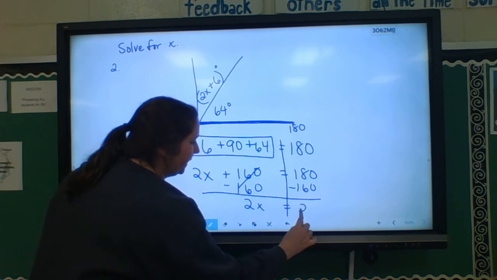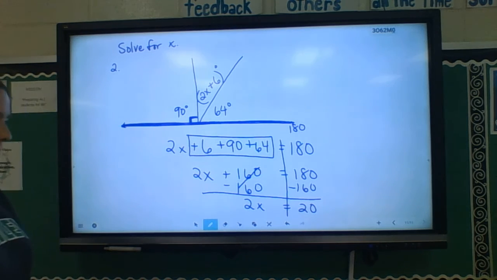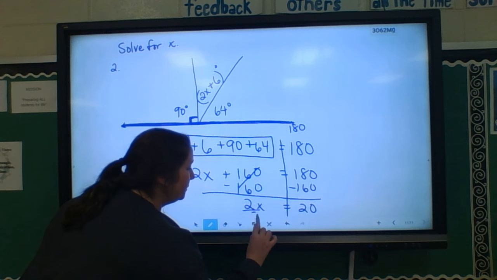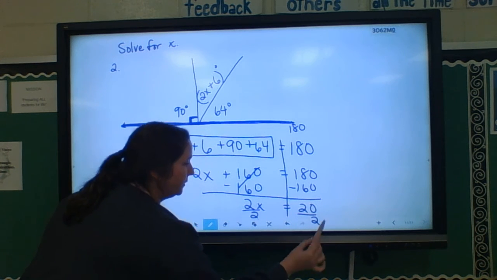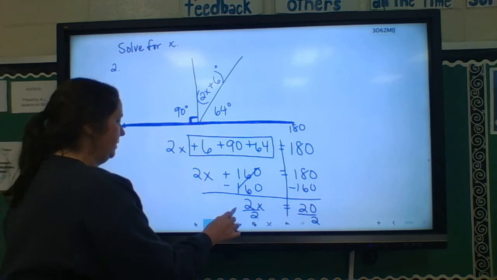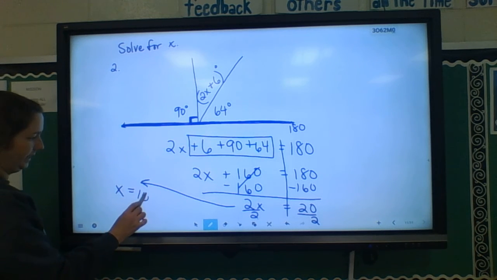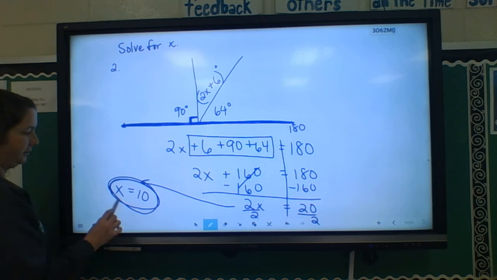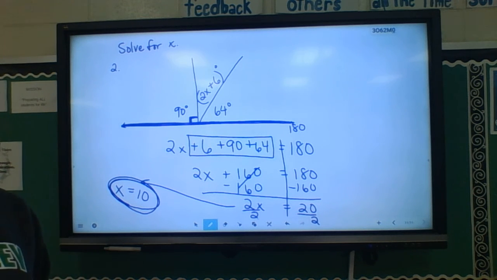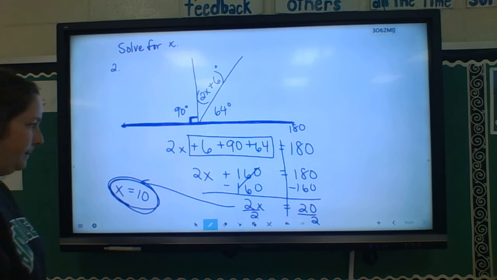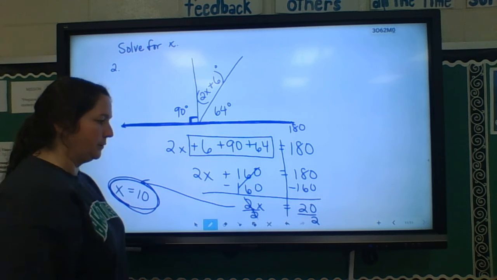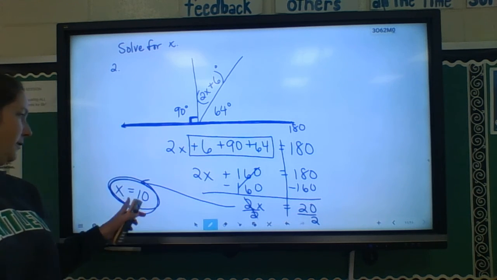2x equals 20. I'm running out of room. Divide by 2. Divide by 2. Woo-hoo. So x equals 10 because 20 divided by 2 is 10. When I divide by 2, divide by 2, that goes away. 20 divided by 2 is 10.